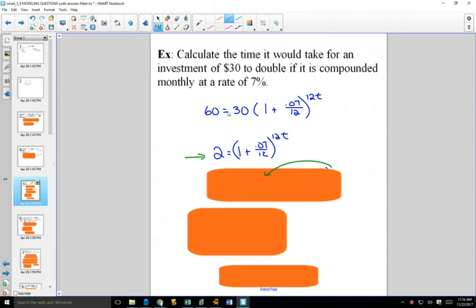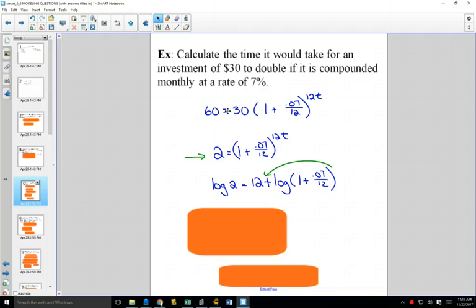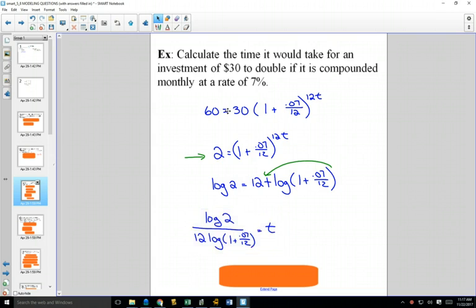Okay? Now that's interesting because from this equation, if you go to solve, if you take the log of both sides, now that exponent is to the entire thing, so you can bring that 12t out in front. You want to solve for t, so I can divide by 12, and I can divide by this log, 1 plus 0.07 divided by 12. They're just not pretty looking numbers, but they're still numbers. I type this into my calculator, and I find out that it takes about 10 years.